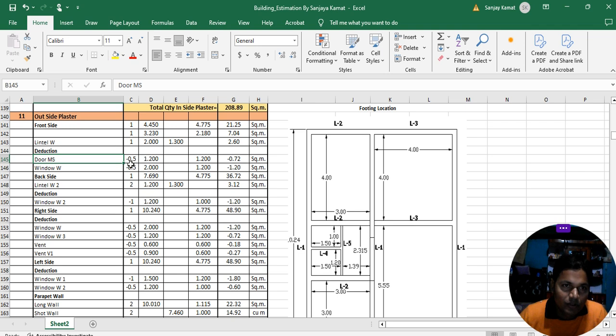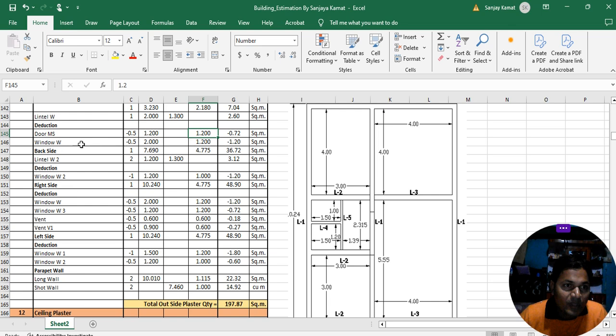For the master door, the number we are taking is minus 0.5. This is very easy estimation, you can do it by editing. Just take this sample and replace the values in this row, for every type of estimation. After doing the calculation, you will get minus 0.72 meter square. Then for the window, after these three calculations, we will get minus 1.20 meter square.